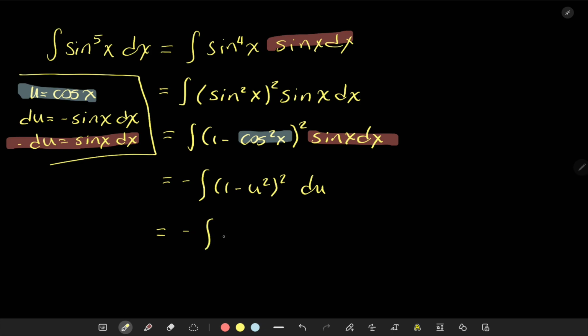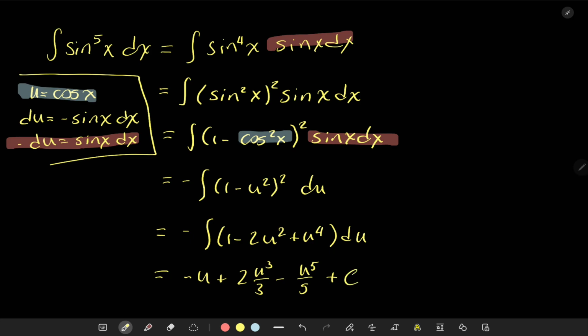Negative the integral of 1 minus 2u squared plus u to the 4th du. So this is just what we had before. So I'm going to integrate the 1, it's going to give me a u, multiply the negative, so negative u. Integrate the 2u squared and multiply times the negative, so it's going to become plus 2u cubed over 3. And then minus u to the 5th over 5 plus c. And it's just a matter of substituting in your sine and you're done. All right, that should take care of whenever you have an odd power of sine or cosine around.